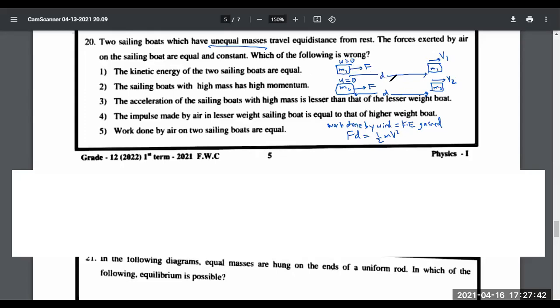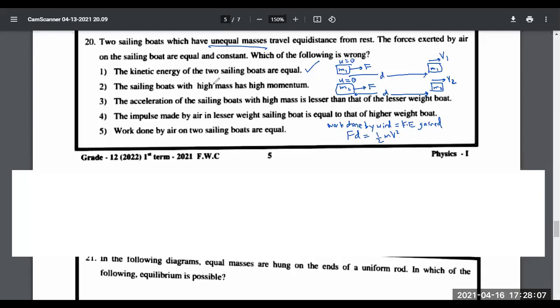Same work is done, isn't it? So same work done means kinetic energy has to be... Oh, sorry, that's correct. That should be correct. Sorry, I thought it was speed they're talking about. Speeds will be different, but kinetic energies will be the same because they are applying the same force over the same distance. So if the work done is the same, therefore kinetic energies will be the same.